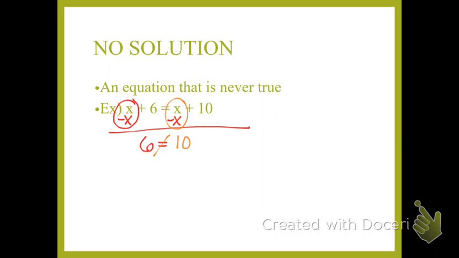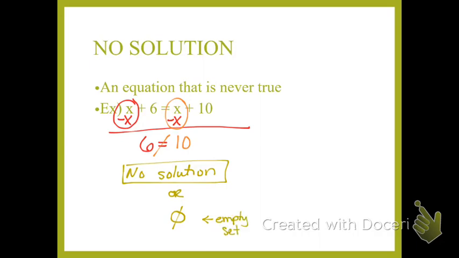When that happens, you can either write your answers in words by writing something like no solution, or you could also use the symbol. The symbol for no solution looks like a 0 with a slash through it. This is called the empty set. Either of those would be correct.